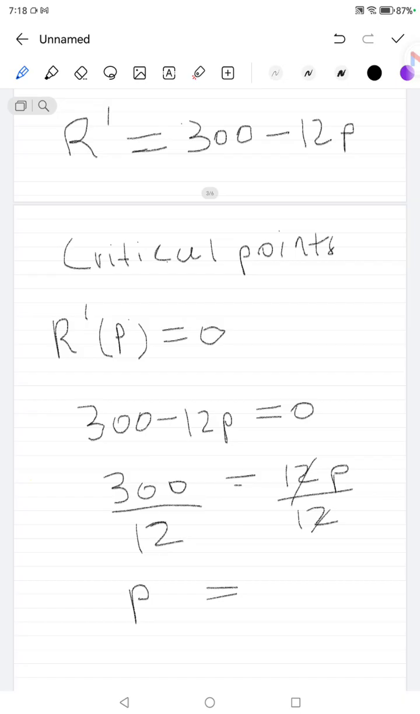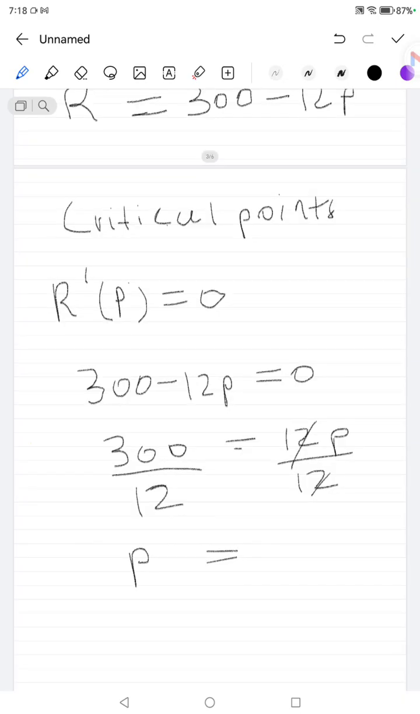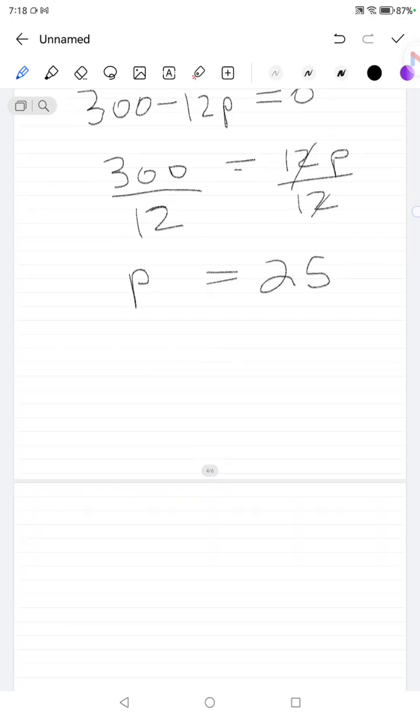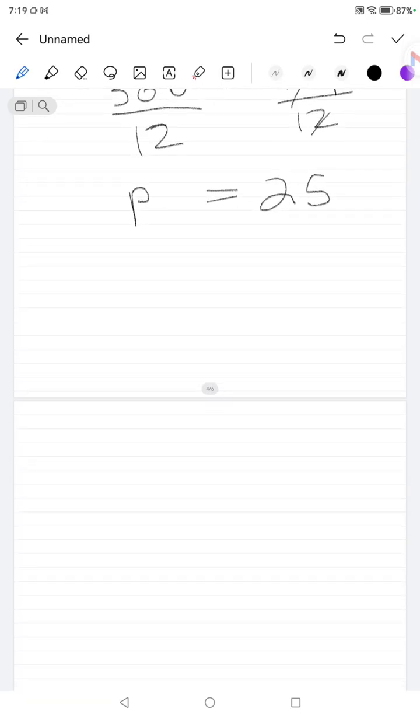It's 25. Now you can go to the number line and just draw that you have your 25 here. Then you know that you are using the first derivative. This side you have your minus infinity, and this side you have your positive infinity.